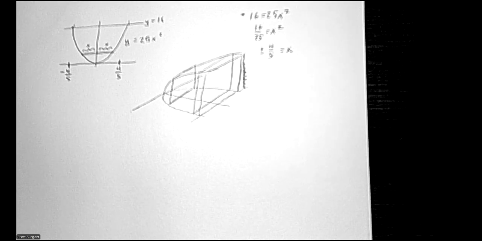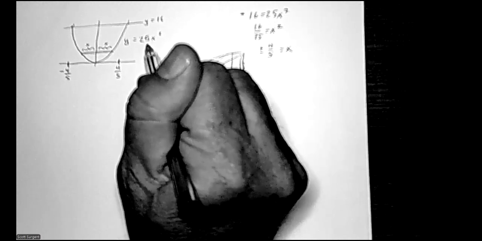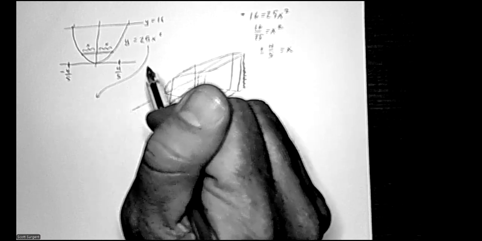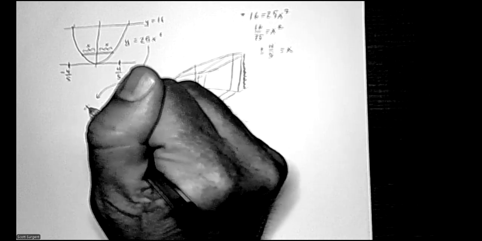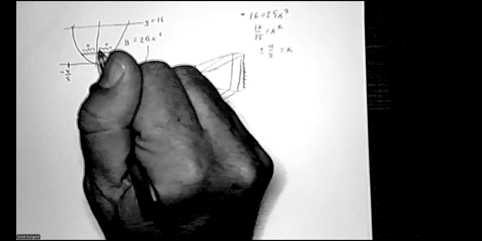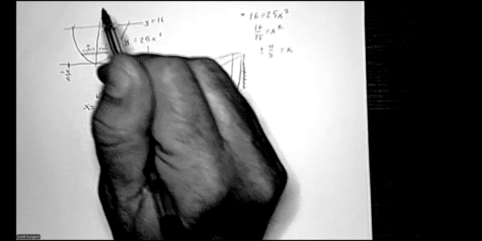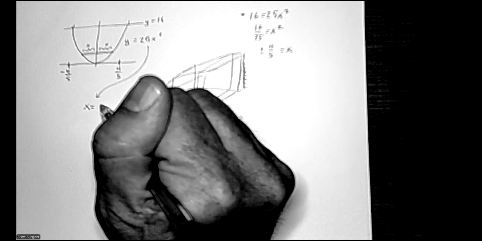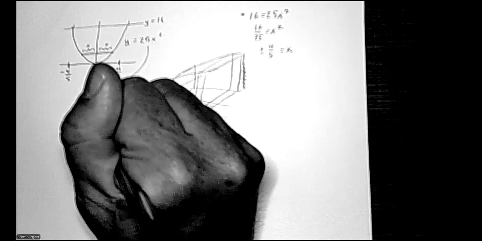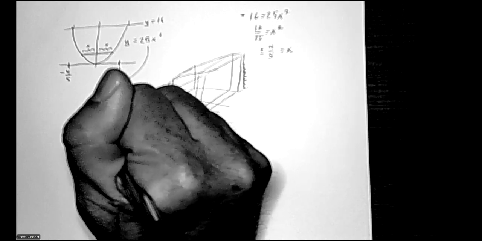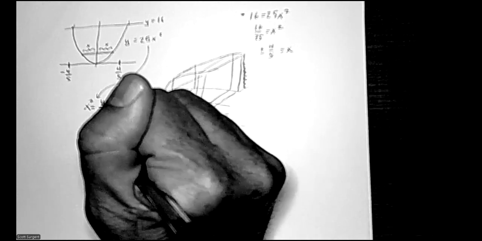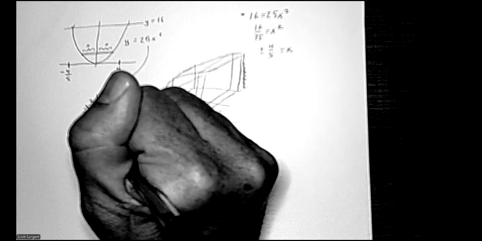As I look at this, I'm thinking I probably want to integrate with respect to y. So I solve for x, because x by itself is nice, but I need something in terms of y. I'm going to be moving from here to here. So x squared would be y over 25, so x would be square root of y over 5.